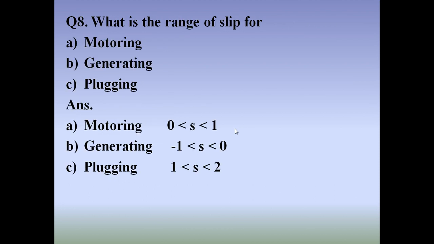Question number 8. What is the range of slip for motoring, generating and plugging? The answer is: for motoring, S lies between 0 and 1, for generating S lies between -1 and 0, and for plugging S lies between 1 and 2.